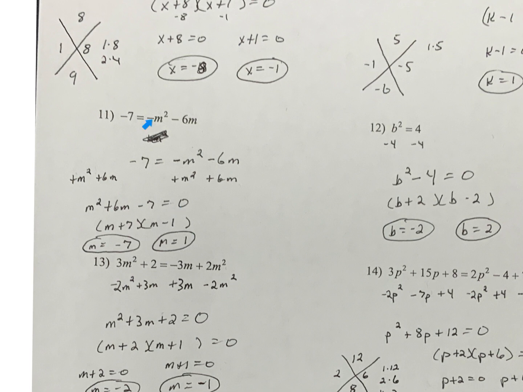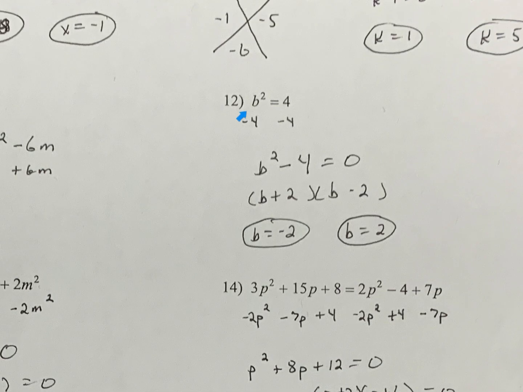Another way to think of that is really you can just take this negative m squared over here and make it positive. Take this negative 6m over here and make it positive. And then again, we factor, and then these are the solutions, okay? So this problem is more about setting it up and setting it equal to 0 correctly. Okay, in number 12, b squared equals 4. Same thing. This really says what number squared equals 4, and some of you might already know that. That's 2, but it's also negative 2, because a negative 2 times a negative 2 is 4.